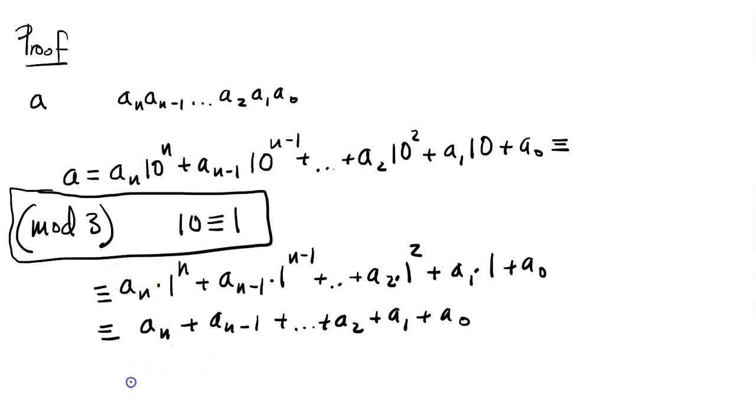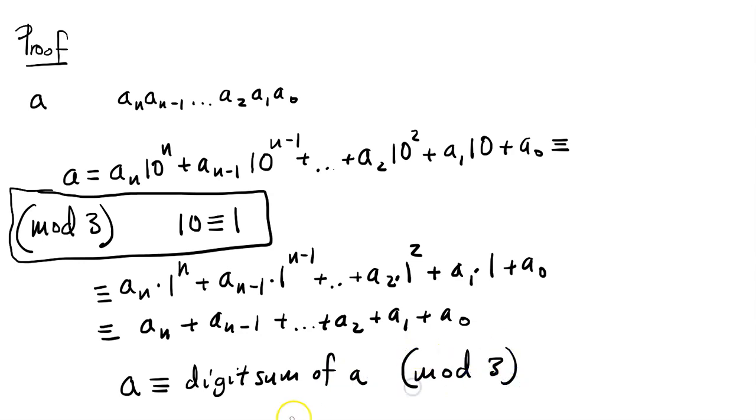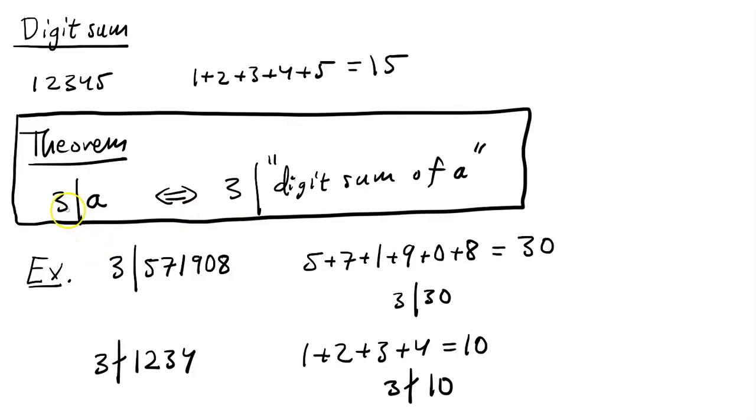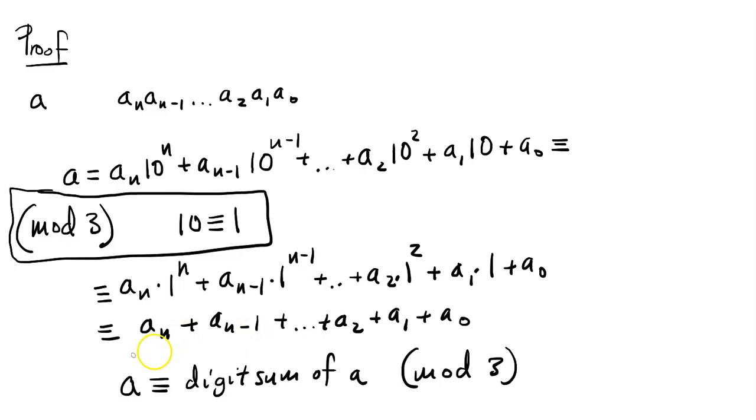Okay, so we have that a is congruent with the digit sum of a in modulo 3. That proves the theorem, because the theorem said that a is divisible by 3 if and only if the digit sum is divisible by 3. That's the meaning of this, so it means the same thing.